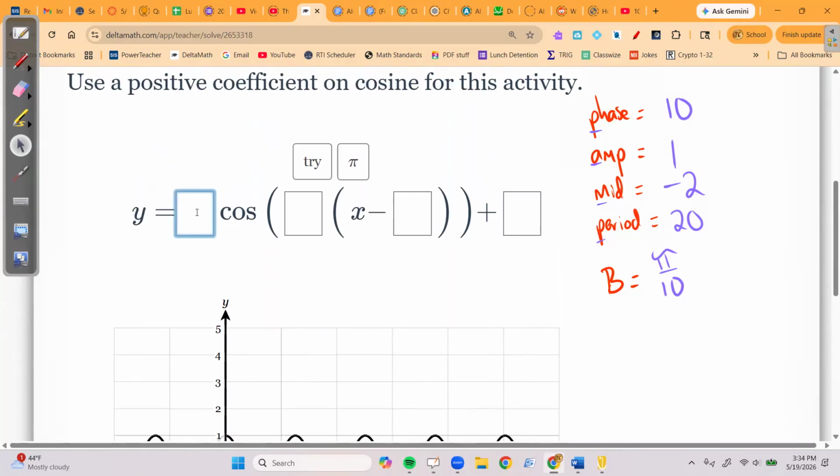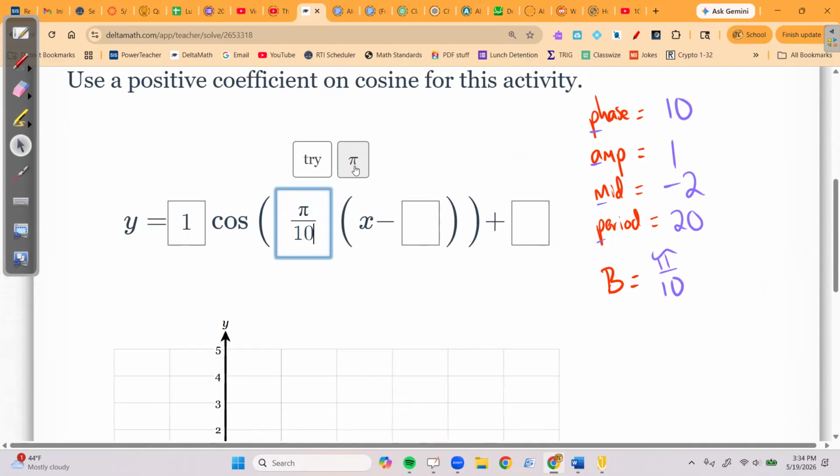Amplitude, 1. And then this is where our new guy goes, B. And so that's going to be pi over 10. And then what's our phase shift? Since it went to the right, it's a positive phase shift. So we're just going to do x minus 10.